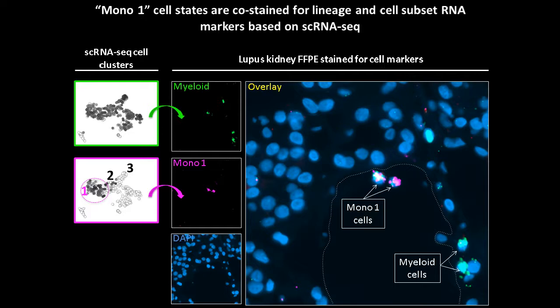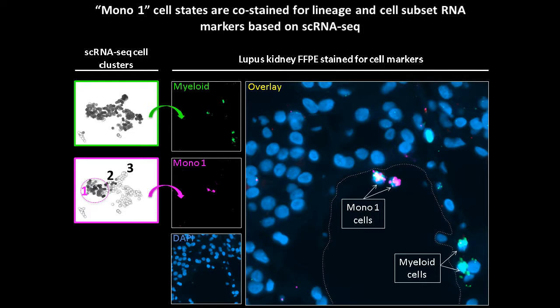On the right, the large picture overall is a merge of all of the myeloid, the monocyte, and the nuclei, or the DAPI staining. What I'd like to show you is that in the middle of the image, you can see monocyte 1 cells. These are cells that express at high levels the myeloid lineage marker, which captures that major lineage, and then we can subset it by staining specifically for the monocyte. The fact that we have two markers, one that distinguishes the lineage and another that distinguishes the subset, means we can have high confidence that we are indeed identifying the cell types that we are interested in finding.